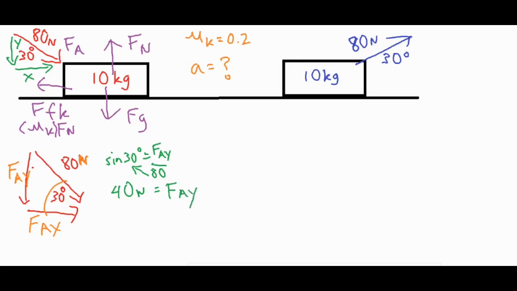Now the second thing we're going to do is the same thing for the x component. We're going to use the adjacent side to the 30-degree angle, so we have Fax over 80 newtons equals the cosine of 30, and then do the same thing, multiply both sides by 80, and that gives us our x component. Our x component comes out to be 69.28 newtons.